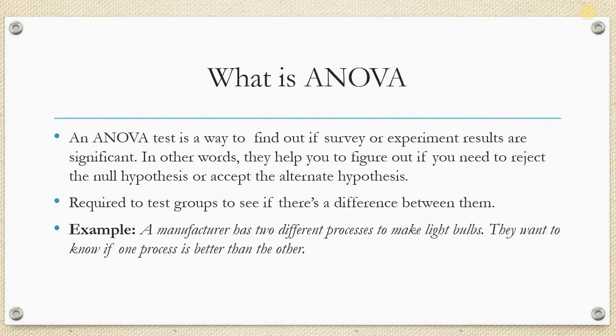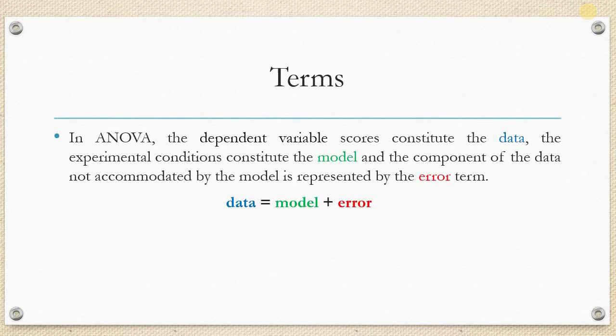Now for example, suppose you are a manufacturer in a company, and you are using different processes for making the same light bulb, and at the end of the month you are trying to compare the different processes. You want to know whether one process is better than the other, or whether there is a best process among the many processes that you have applied, and whether this comparison is significant or not. So this kind of question will be answered by ANOVA.